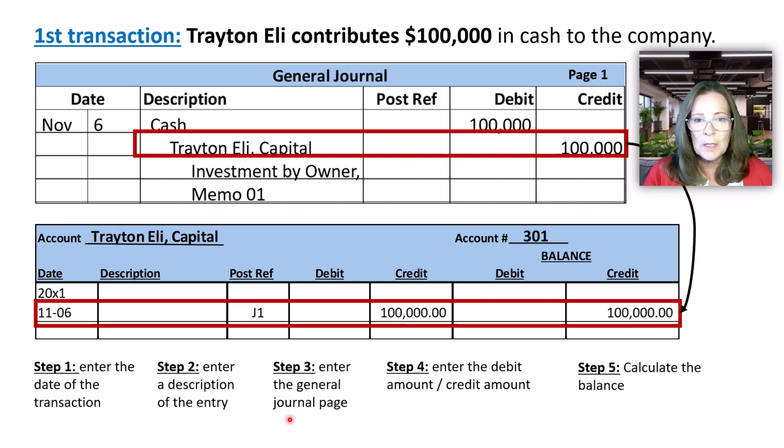Step 3 of the posting process requires us to write the page number on which the general journal was recorded into the posting reference column of the capital account, and we write J1 in the space to represent journal page 1. In step 4, we write the credit of $100,000 into the credit column, and in step 5, we'll calculate the balance in the account. This was the first transaction for Eli's Consulting, therefore there is no prior balance for Trade and Eli's Capital account, and we write the balance of $100,000 into the credit balance column.